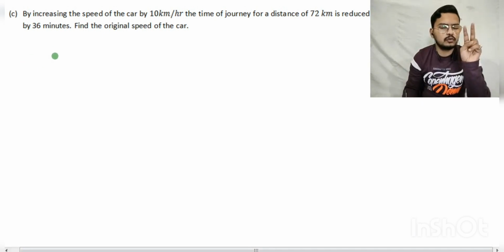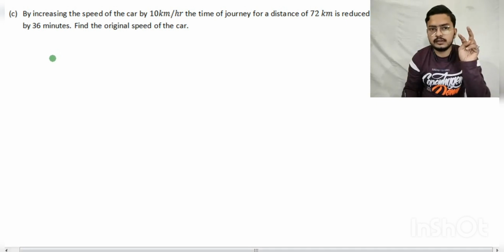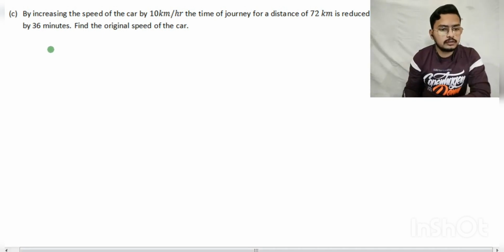There are two types of time, right? The initial time when there is the original speed of the car, and there is also the new time when the speed of the car is increased by how much? 10 kilometers per hour. So first let us introduce the original speed, because we don't know the original speed of the car. So let us consider the original speed.